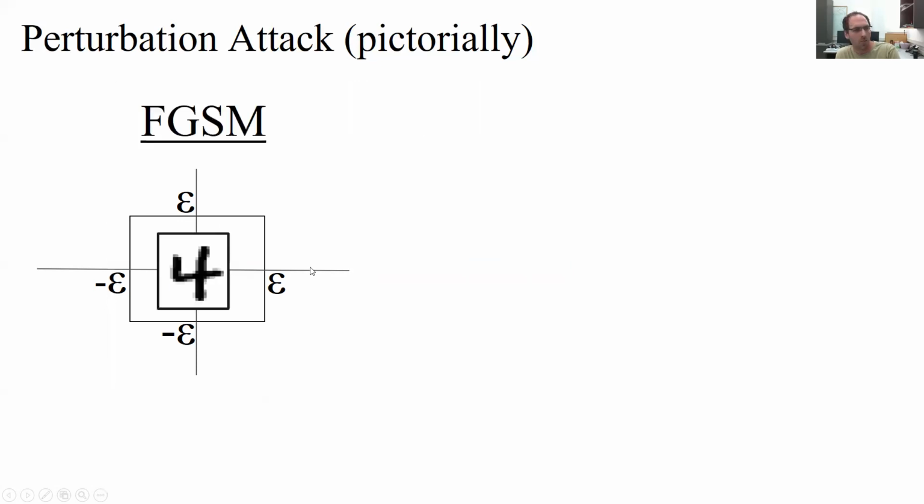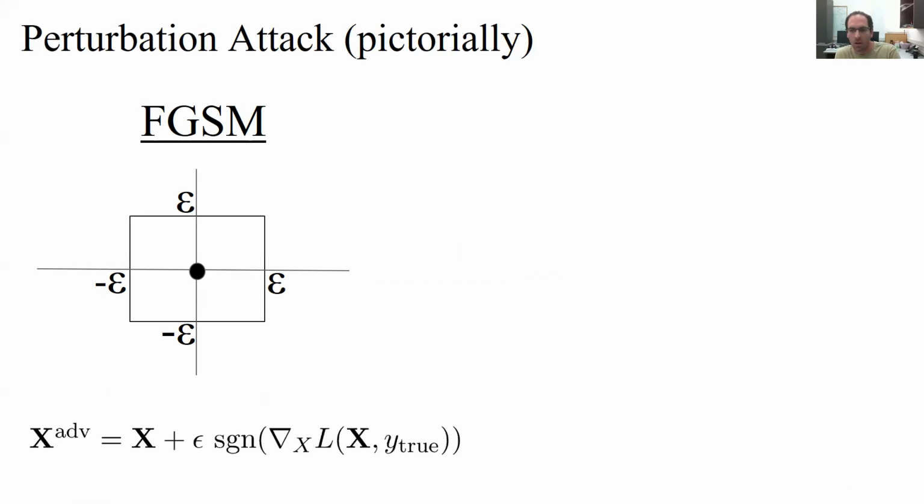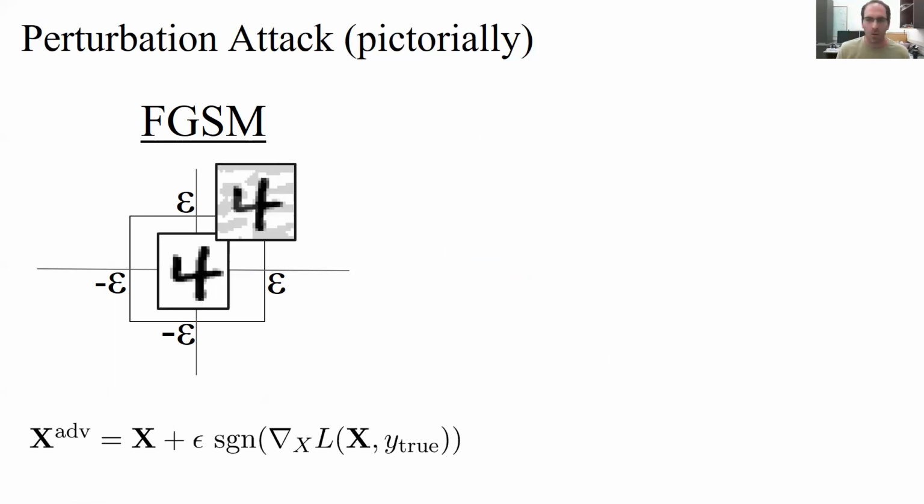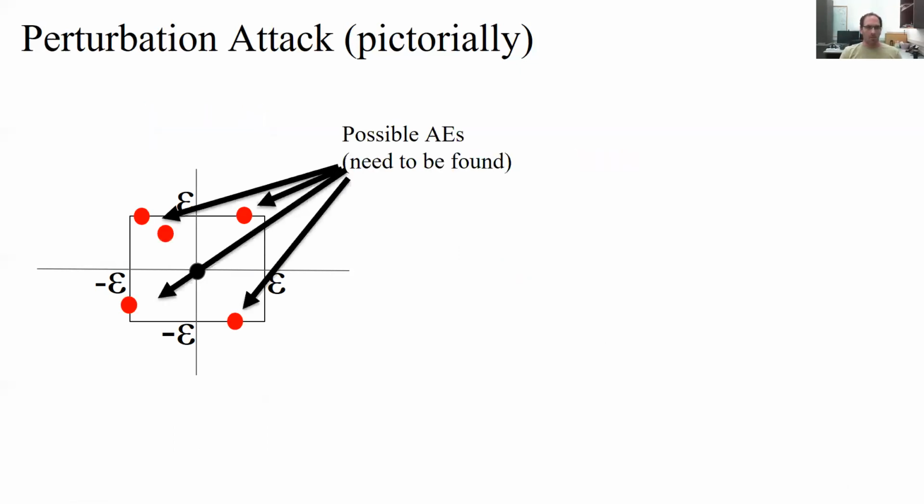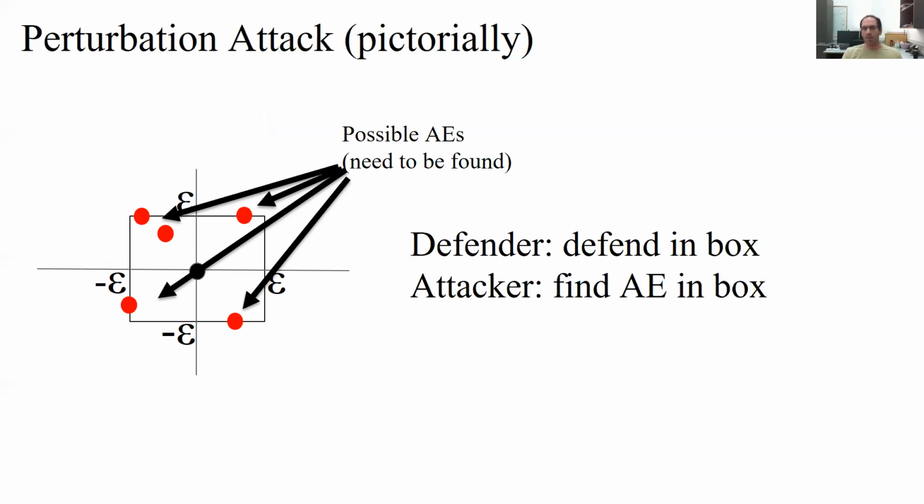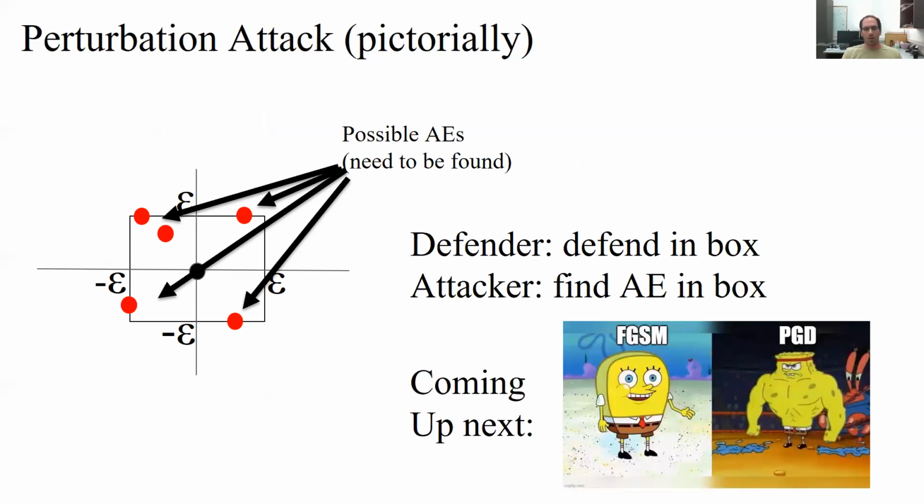And let's see how FGSM looks pictorially. We start from this image of 4. This is the formula of FGSM, and we are making this small step. We get there, and we generate an adversarial example. We found something which is possibly an adversarial attack, but there may be a lot of other adversarial examples out there which are still allowed. These are small perturbations in this box, and we only need to find them. So this is the problem: the defender has to defend the box, and the attacker needs to find adversarial examples in this box. In a moment, we're going to talk about a better attack method, which is called PGD.